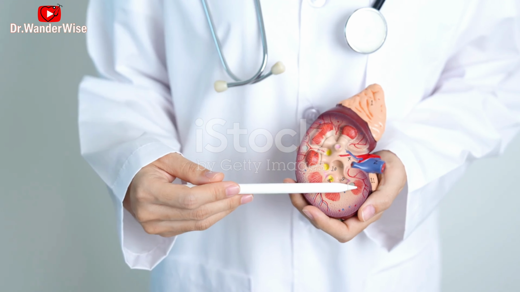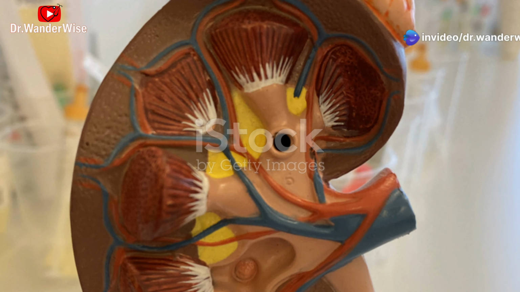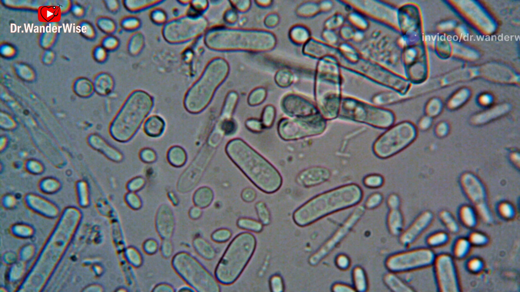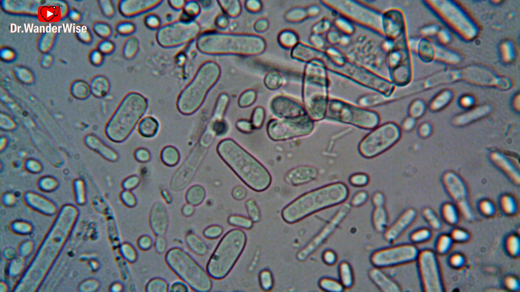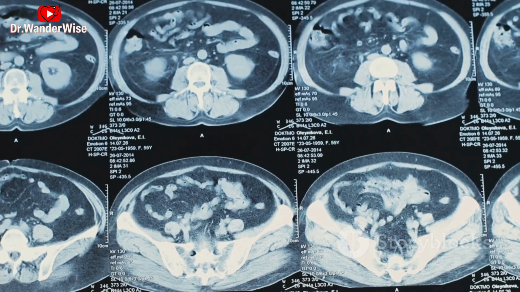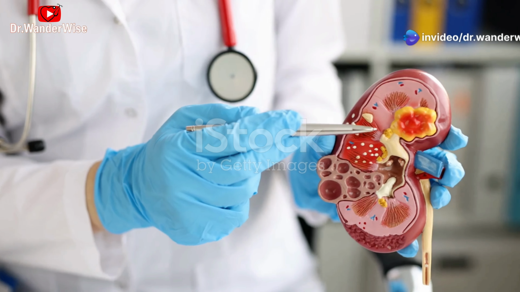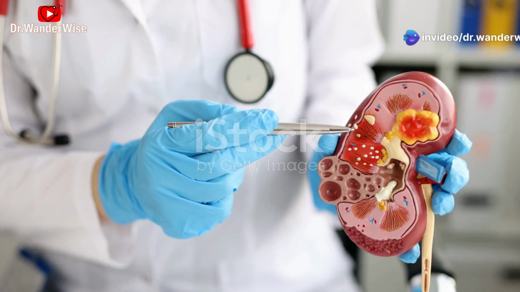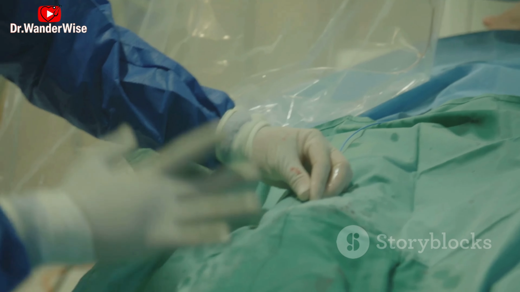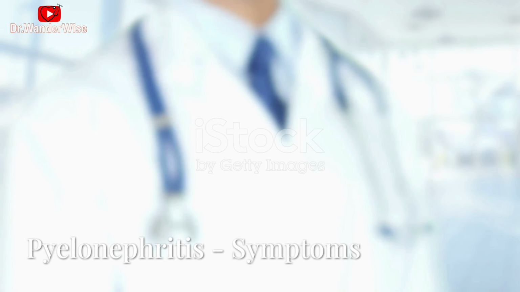Pyelonephritis is a bacterial infection of the kidney, often originating from a urinary tract infection. Its etiology includes: 1. Bacterial infections, most commonly caused by E. coli. 2. Obstruction. Kidney stones or structural abnormalities can predispose to infection. 3. Vesicoureteral reflux, which is the abnormal flow of urine from the bladder back into the ureters. And 4. Catheterization. There is an increased risk in patients with urinary catheters.